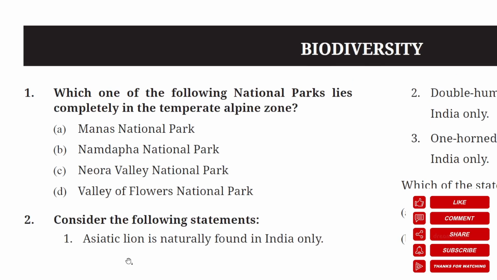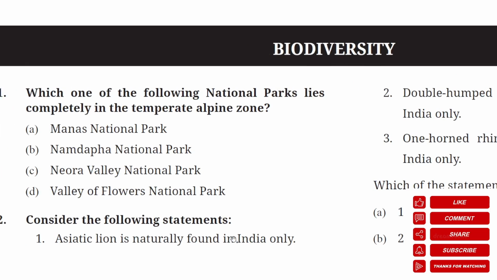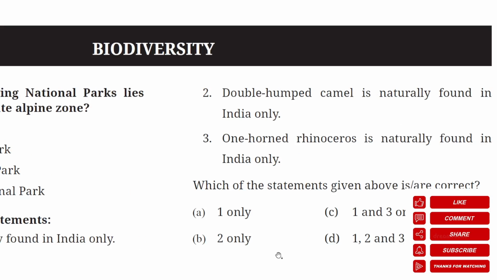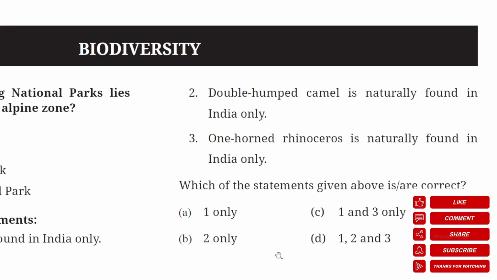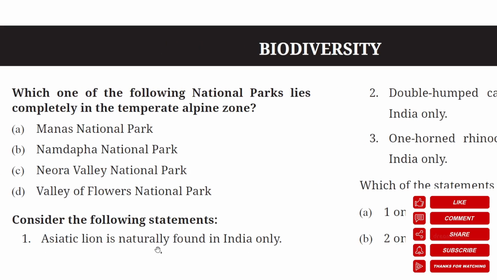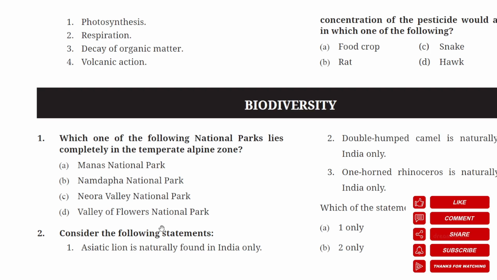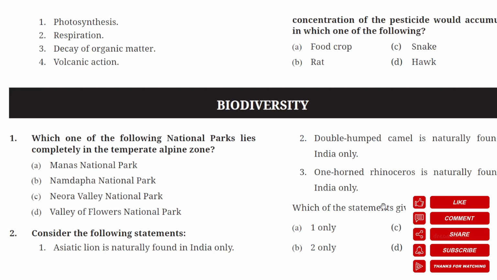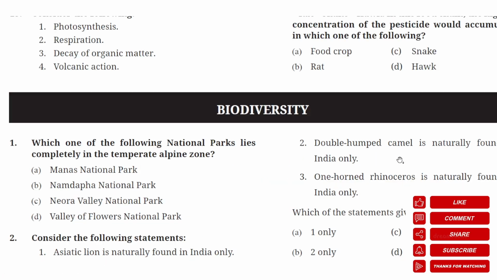Okay. Moving forward, consider the following statements. Asiatic lion is naturally found in India only. Double-humped camel is naturally found in India only. One-horned rhinoceros is naturally found in India only. So let's see one by one. Asiatic lion is naturally found. It is true that Asiatic lion is naturally found in India. But once the term only is added, one may get confused. But for this question option, this is right. Double-humped camel is naturally found in India only. No, that is not true. Okay.